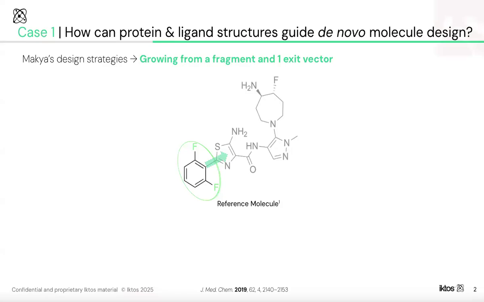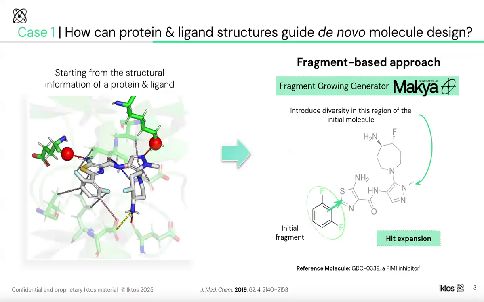Let's move from strategy in theory to strategy in practice, starting with case number 1. Here we're asking, how can protein and ligand structures guide the de novo molecule design? In this example, we are using Makya's strategy of growing from a fragment with one exit vector. So how does this actually work in practice?